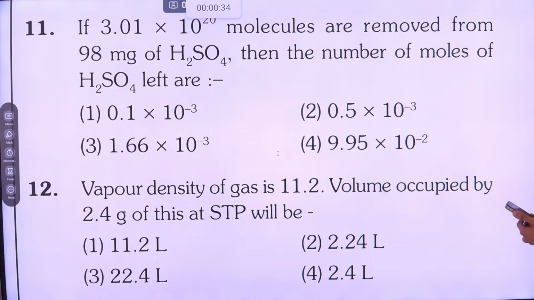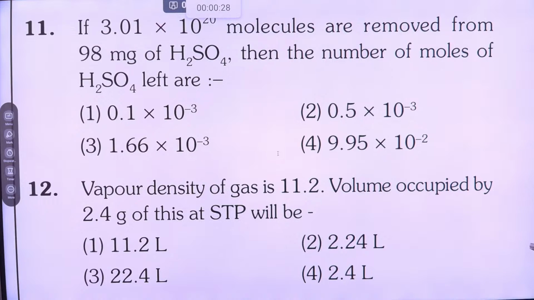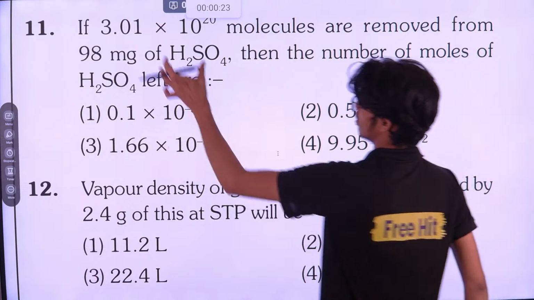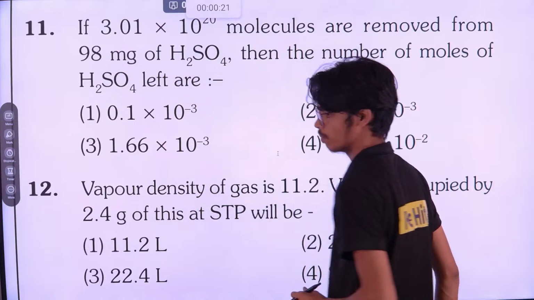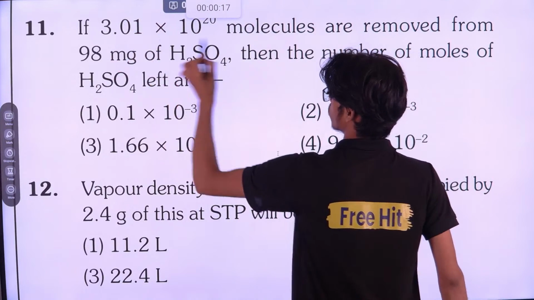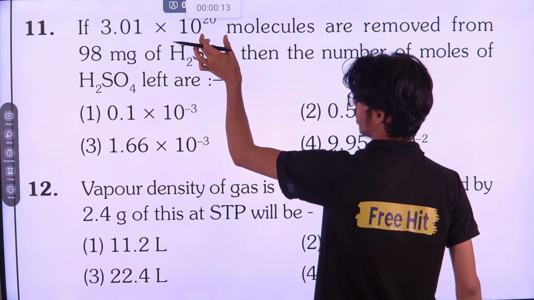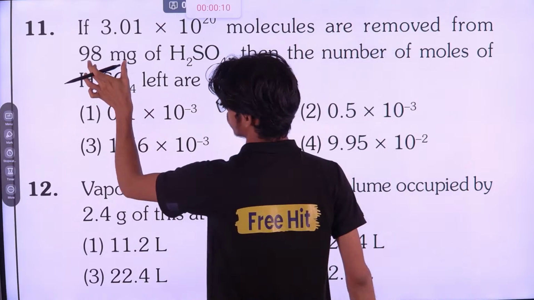Can you explain it once again? Are you talking about the 11th problem? See, in case of the 11th problem, it's very simple. This is the molecule, this is the weight. Convert both of them into moles. You will get moles from this one, which we got as 0.5 millimoles, and from this we got 1 millimole.